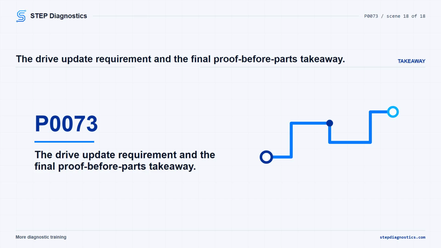The takeaway is simple. Prove whether the high signal is coming from the sensor, the signal circuit, the ground side, a short to voltage, or the controller input before replacing anything.